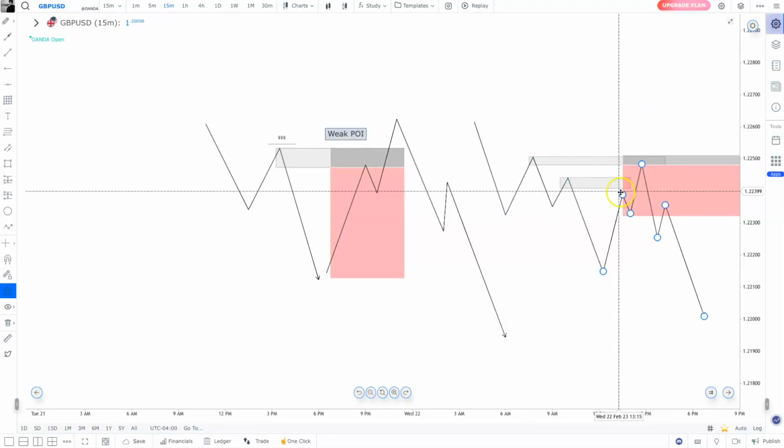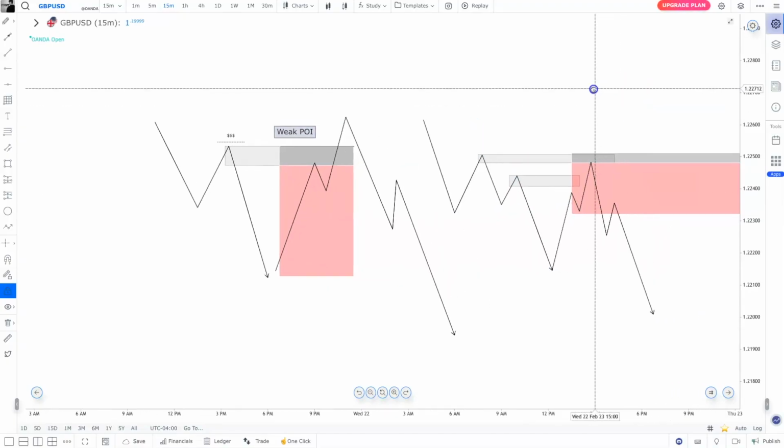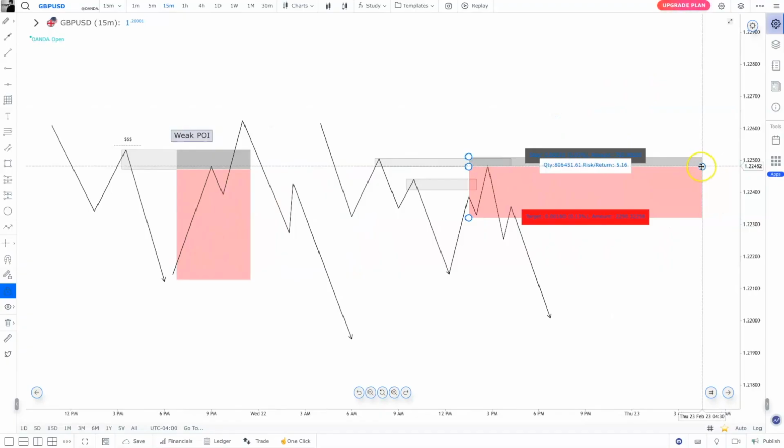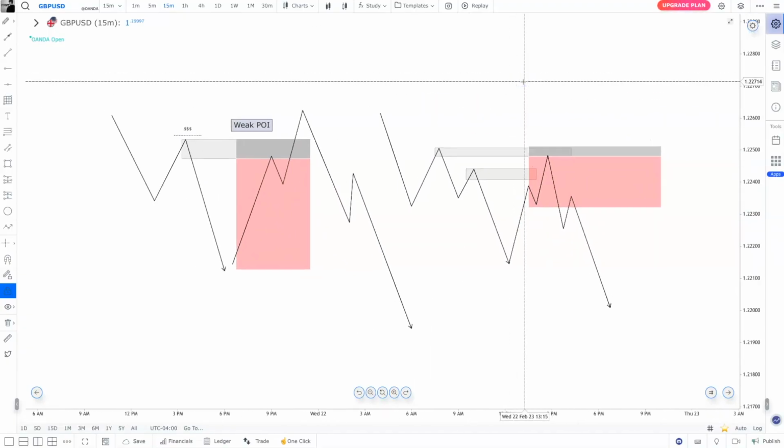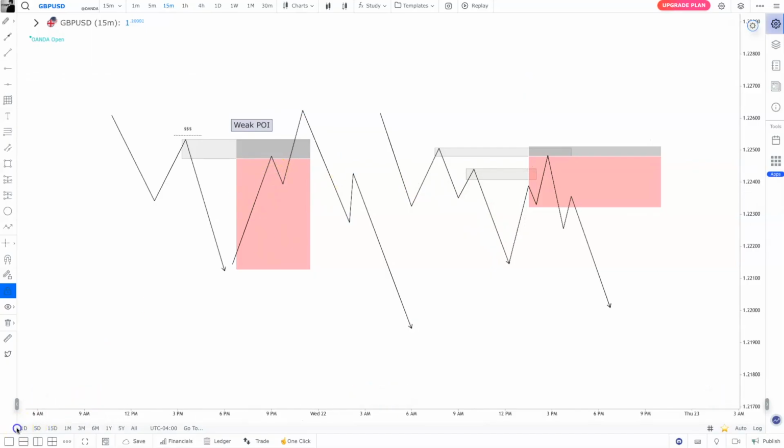You can do a lot of things to, let's say, refine your entries, you know, go to a lower time frame, spot maybe a BOS and a change of character. I have also explained that in my previous videos if you want to check them out. At the moment, let me go ahead and show you some examples based on this.